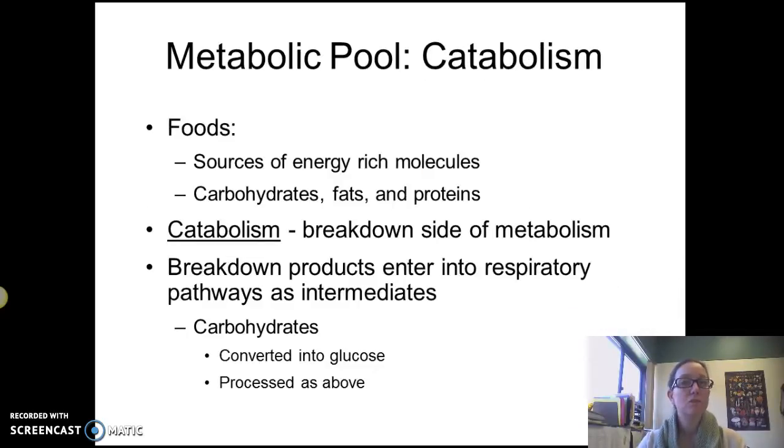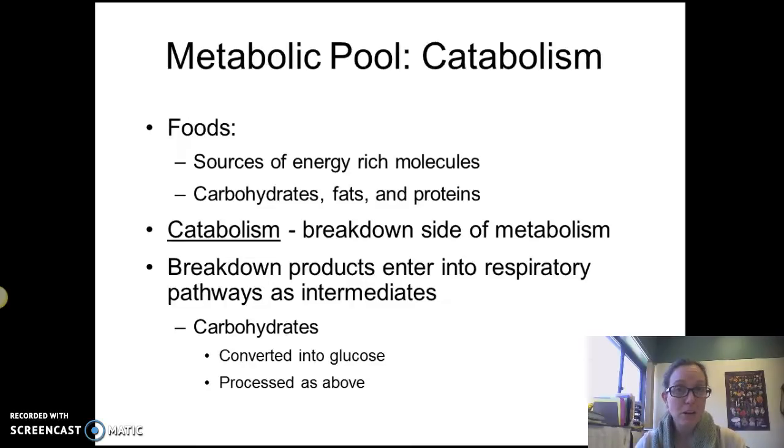So this has to do with metabolism, because we've been talking about the catabolic side of metabolism so far. Catabolism is the breakdown side of metabolism. That's where foods or molecules get broken down into smaller units. So we'll take here energy-rich molecules like carbohydrates, fats, or proteins, and break them down for energy.